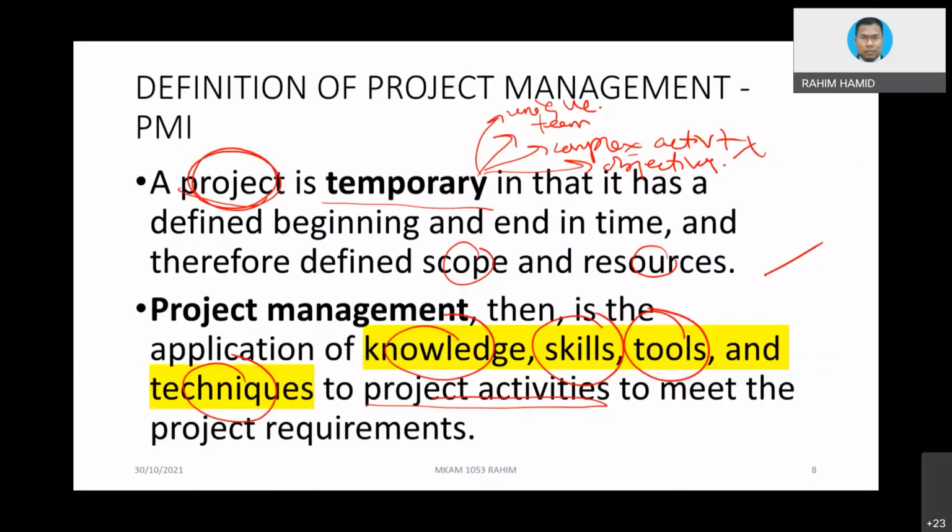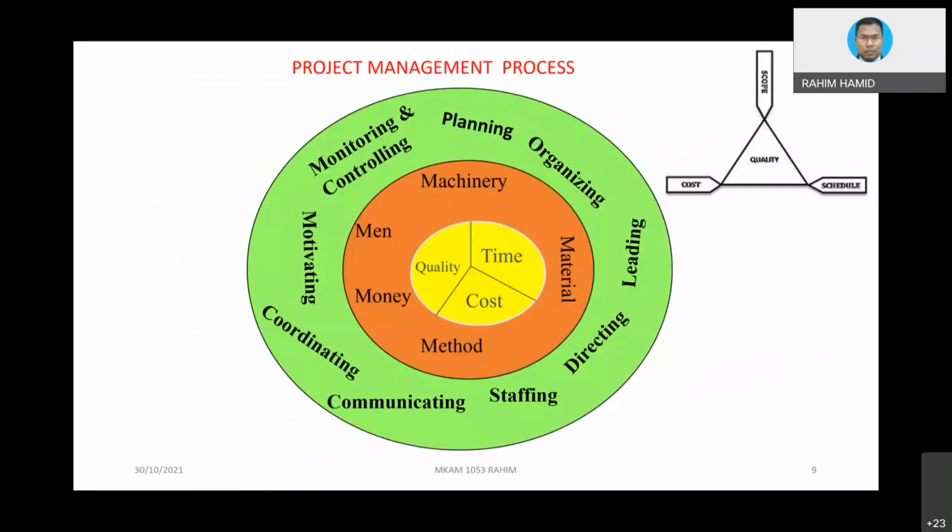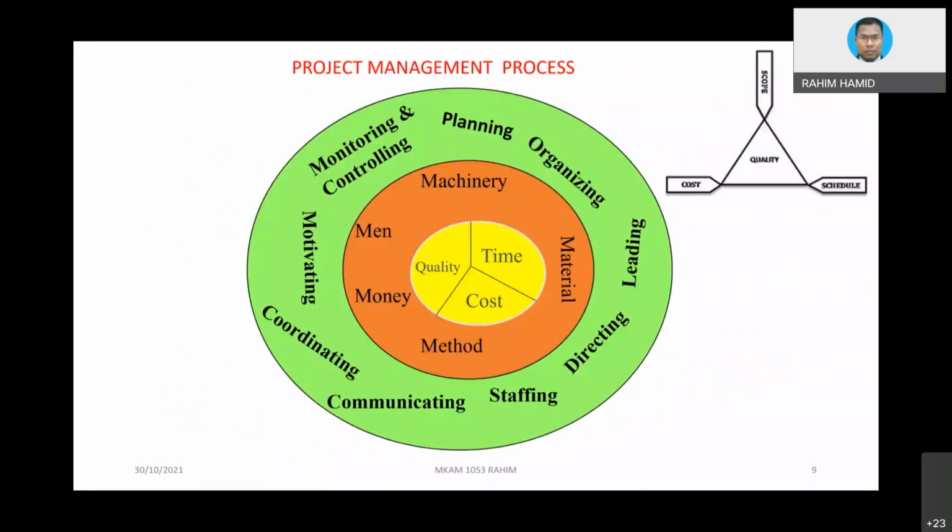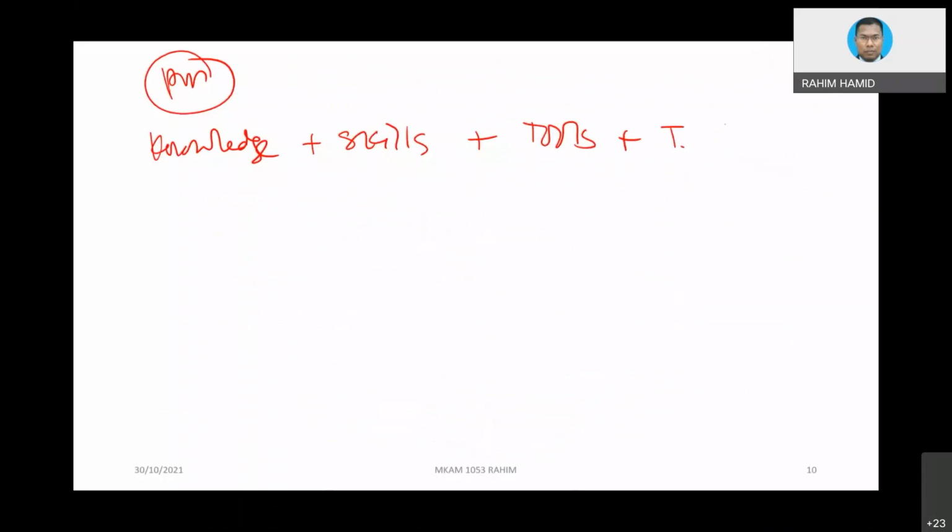Okay, so now let's take an example of project requirements. Once you combine the knowledge, skill, tool, and technique, which combine all kinds of project activity to meet project requirements, let's give an example. Project management consists of knowledge plus skill plus tool plus what we call technique.